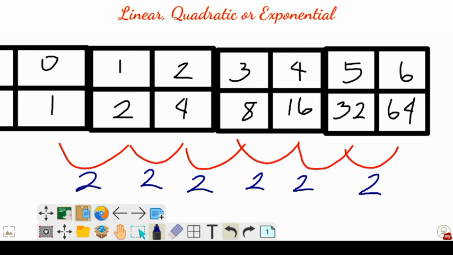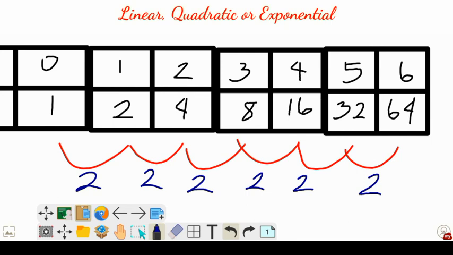So nagkaroon tayo ng equal ratios in y. When you divide the consecutive values of y, you get equal ratios. So ibig sabihin lang, 1 times 2 is equivalent to positive 2, 2 times 2 is equivalent to positive 4, and 4 times 2 is equivalent to 8, 8 times 2 is equivalent to 16, and 16 times 2 is equivalent to 32, and 32 times 2 is equivalent to 64. So this type of relation, where a constant ratio between two consecutive values for y for equal differences in x, is what we call an exponential function.